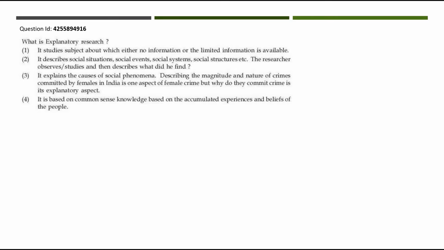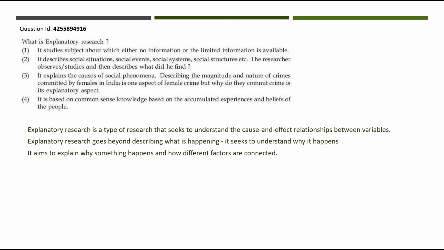This is asking what is explanatory research. From the previous question we have the same statements, but statements 1 and 2 have been swapped here. But let's get into the third statement directly. It explains the causes of social phenomena. Describing the magnitude and nature of crimes committed by females in India is one aspect of female crime. But why do they commit crime is its explanatory aspect, giving the cause for a social phenomenon. This is explanatory. So we will mark option number 3 as the right answer based on the learning from the previous question.